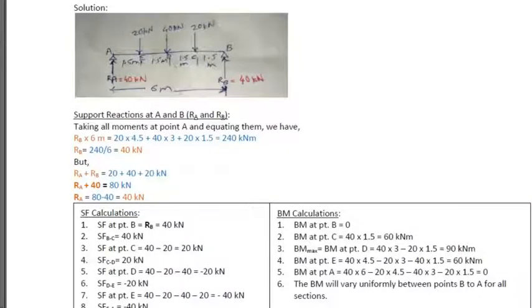A simply supported beam of 6 meter span carries point loads of 20 kilonewton, 40 kilonewton and 20 kilonewton at 1.5 meters between the loads. Sketch the SFD and BMD of the beam. So now first of all, let's see how we have drawn the beam.